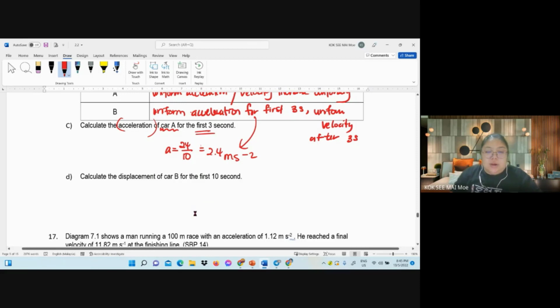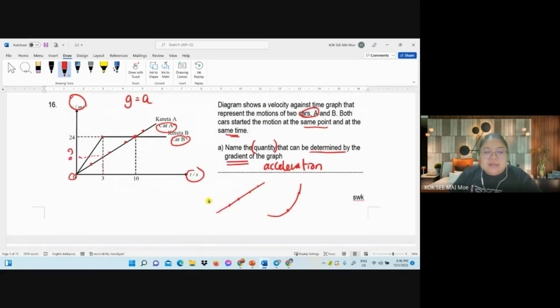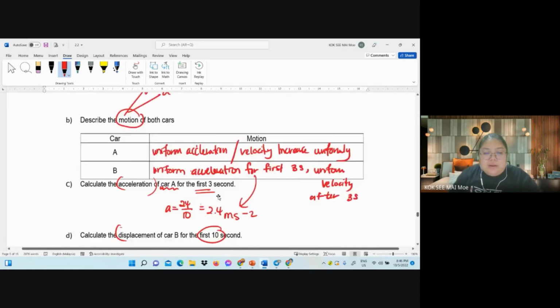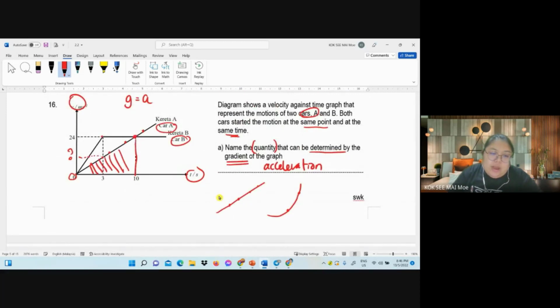Okay, so the whole line, the gradient should be the same one. Now, displacement for car B for the first 10 seconds. Car B, you can see car B, first 10 seconds, until the end. They want to find what? Displacement. So area under the graph. The whole area under the graph, we find the displacement.